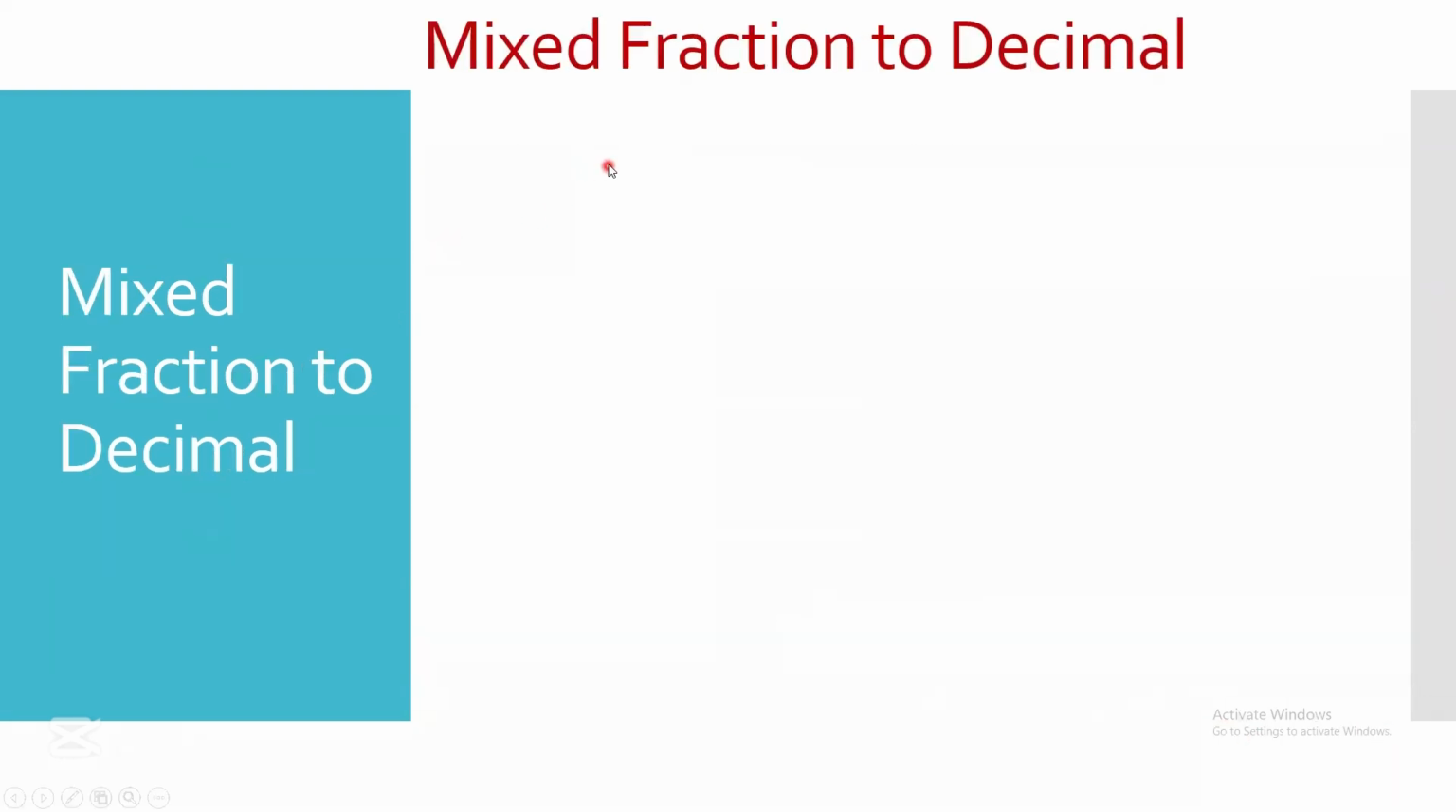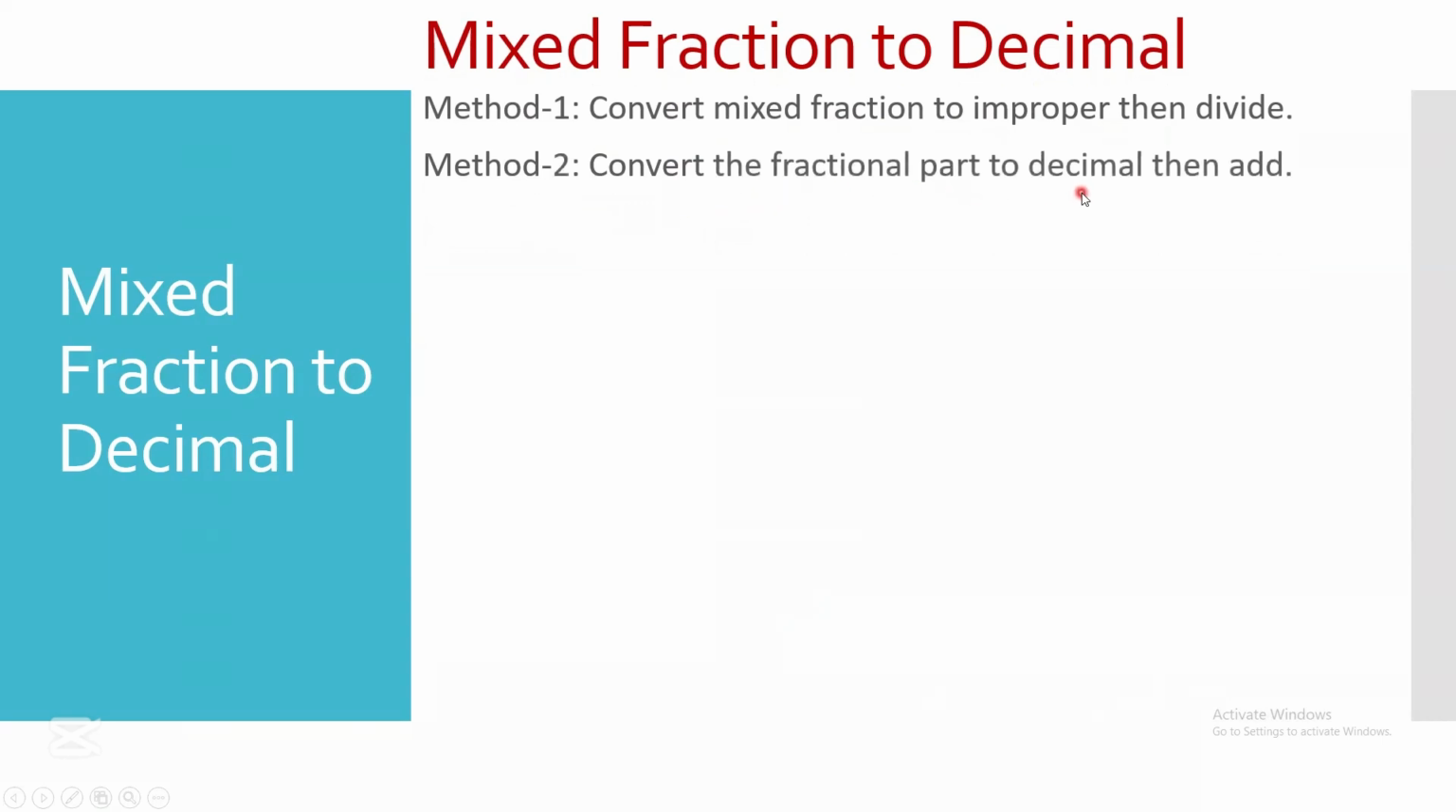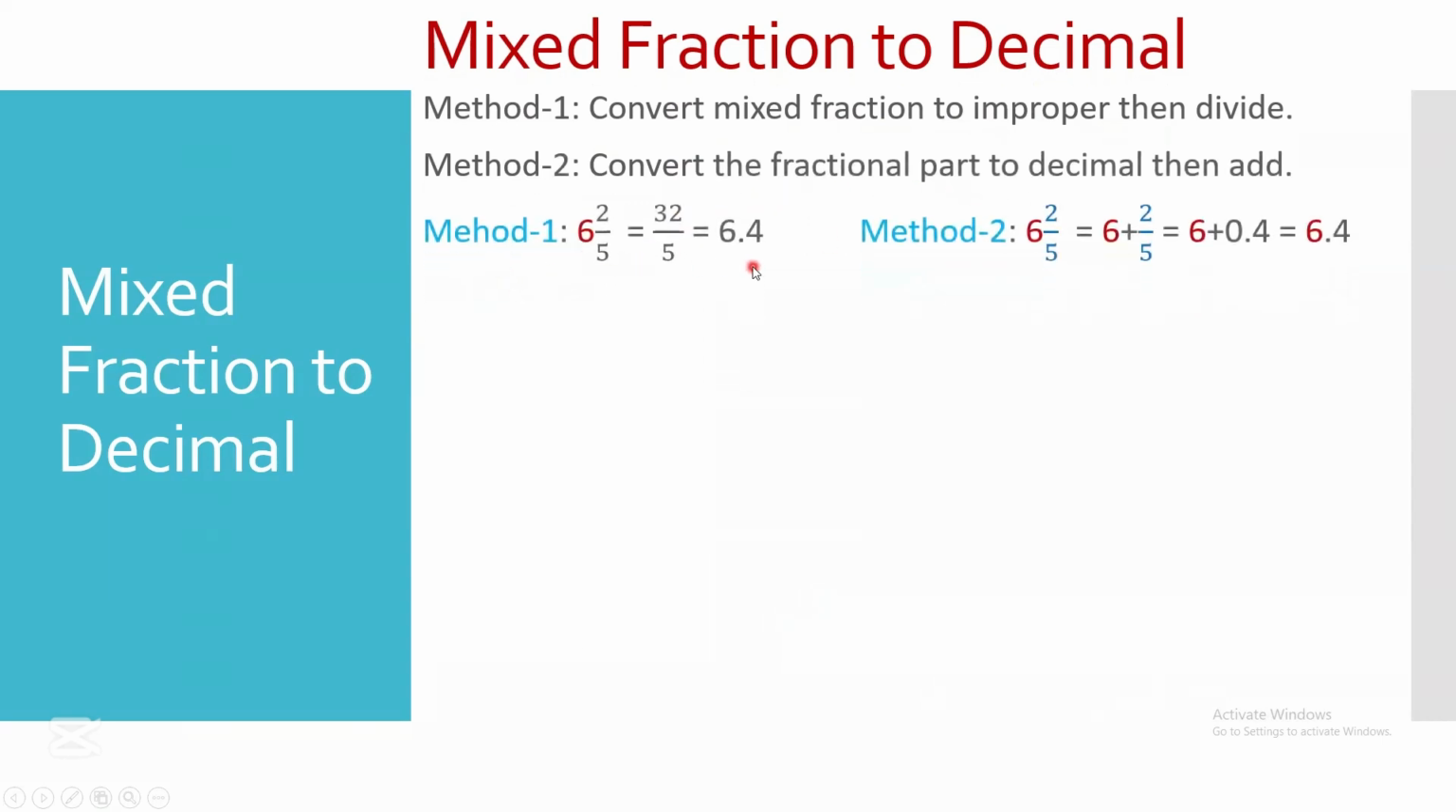The mixed fraction to decimal: how to convert a mixed fraction to decimal? You see, method number 1, convert the mixed fraction into an improper fraction, then divide. Method number 2, convert the fractional part to decimal, then add. Now here I have shown both the methods.